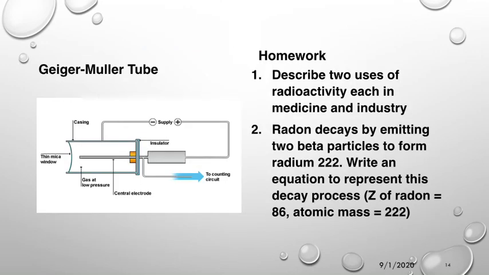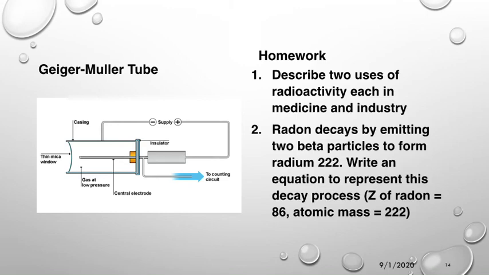Now we have the circuit and diagram of what a Geiger-Müller tube is. We have the battery supply, we have the insulator, we have the metal casing I mentioned earlier, and then we have the counting circuit that will be connected. The counting circuit is connected to the Geiger-Müller tube, and then measurements can be taken from that.